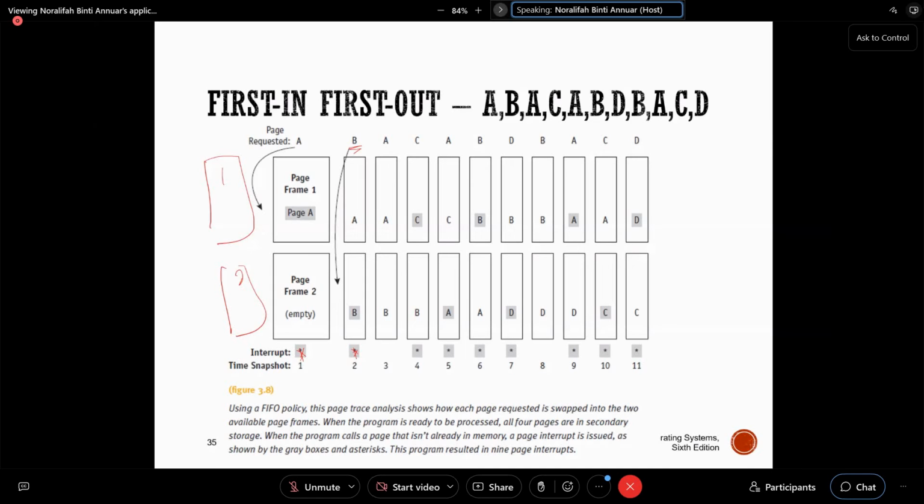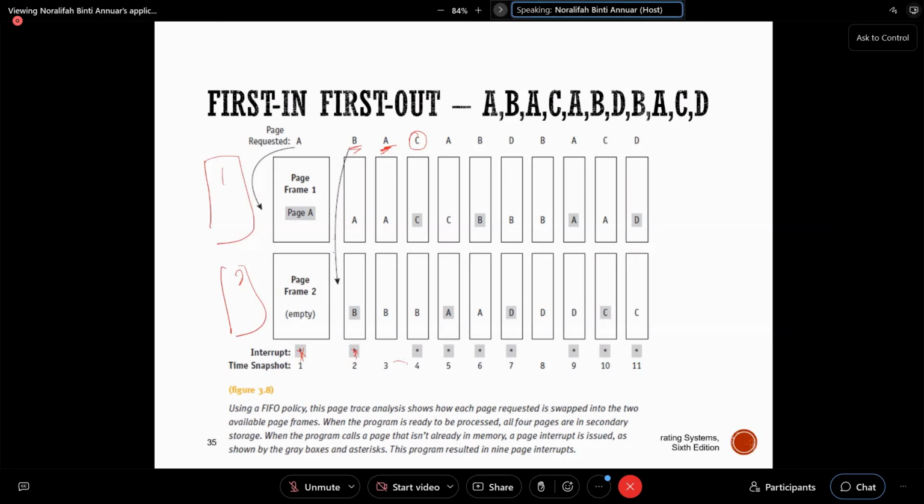The next request is A. So when it requests A, A is already inside the memory, in the frame. So there's no page fault. Because it already exists, no swap out happens and no swap in happens. There's no fault. And it moves on to the next one.